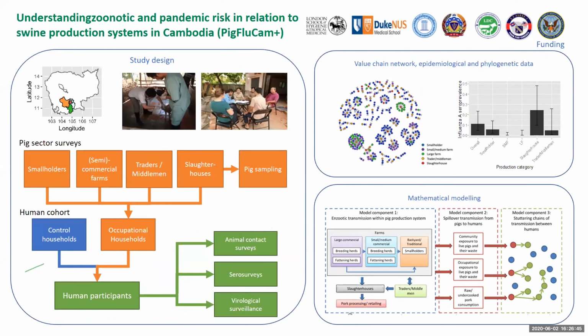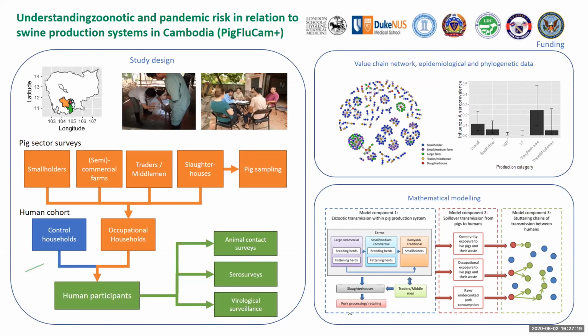So I think we're trying to do quite a few of these things in a study we have ongoing in Cambodia, which Gavin referred to, which aims to understand how zoonotic and pandemic risk is affected by swine production systems in Cambodia and how these are configured. So we're conducting surveys across pig sector components, across smallholders, commercial farms, traders, and so on. First of all, to get an idea of how pigs move between these different types of systems, but also how the prevalence and diversity of viruses may vary between these different parts of the pig value chain.